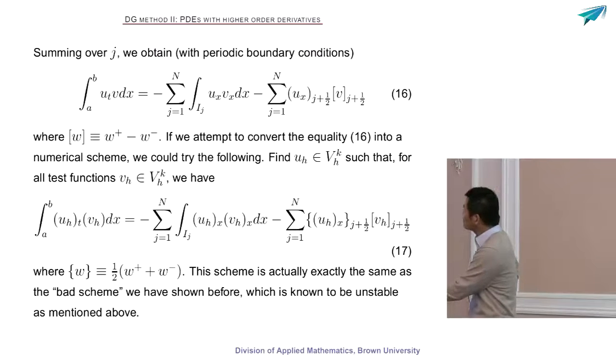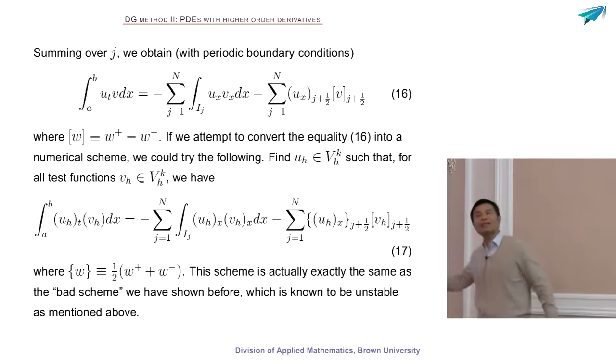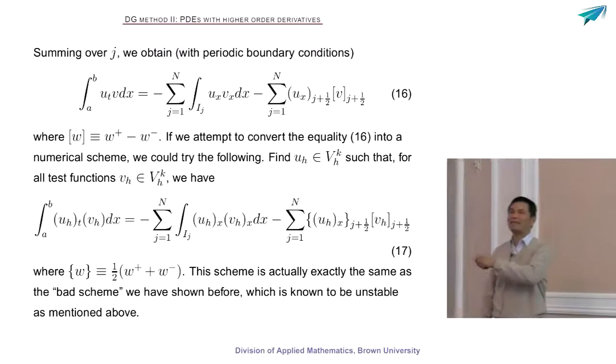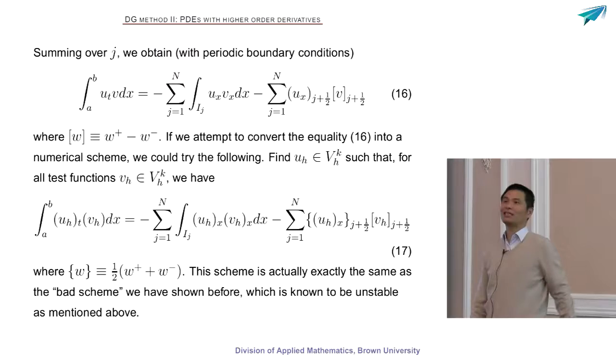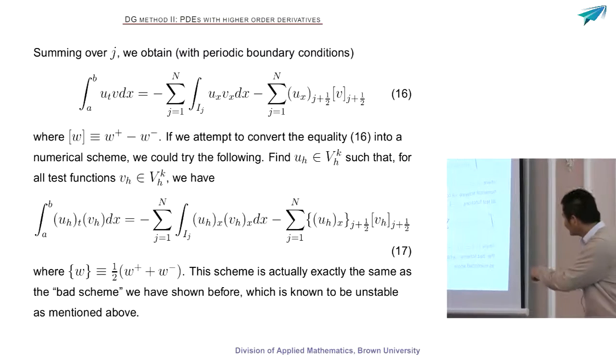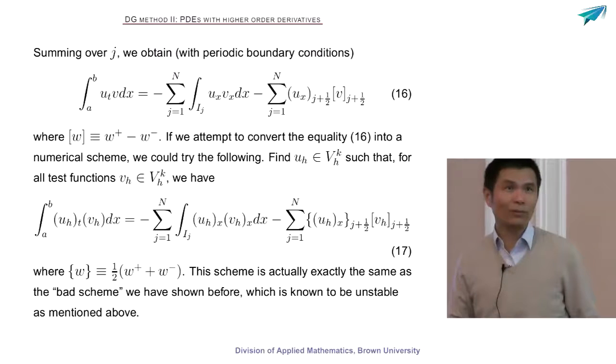But one thing you could do is you take the average, right? You can take the ux on the left and the ux on the right. You keep this thing the same. So this would be a scheme. This is exactly the bad scheme I have shown before, the one which produces this wrong result. This is what you get when you go from the weak formulation directly to DG, right? So certainly this scheme is not usable. So how do you modify this scheme to make it usable?